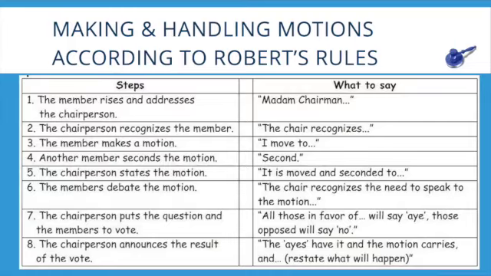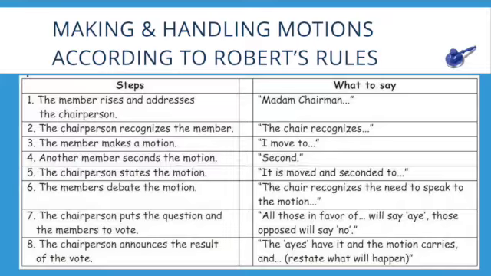So, making and handling motions according to Robert's Rules, and you can actually find this in the 3rd edition. So this is what happens. A member rises and addresses the chairperson by saying, "Madam Chair." The chair recognizes the member by saying, "The chair recognizes Susie Q." Susie Q will make her motion: "I move to change the colors from green to purple."